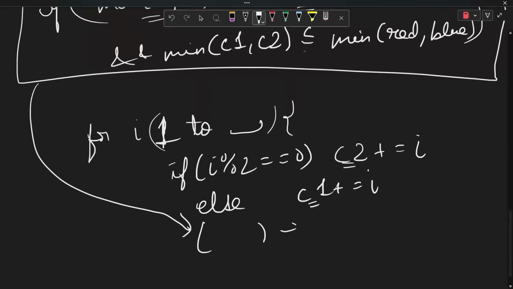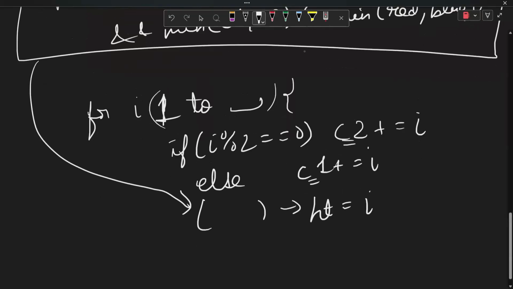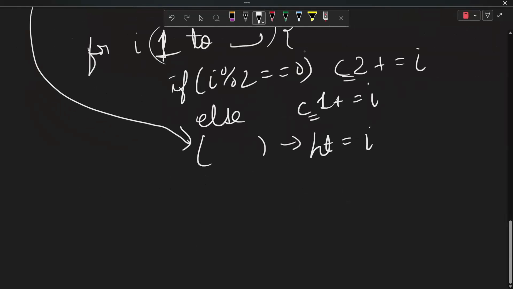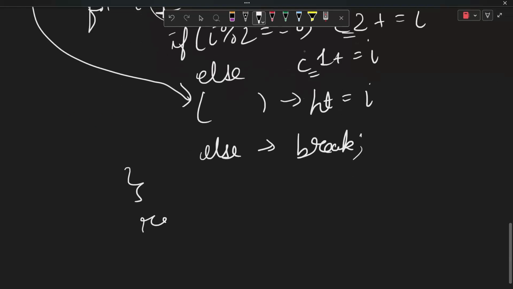If this condition is satisfied, you can just say that your height is i now. You can update your height variable to i. And if this is not satisfied, you can just break your loop. Simply, this would be your code. You can just return your height after this. Now you can take a look at the code.